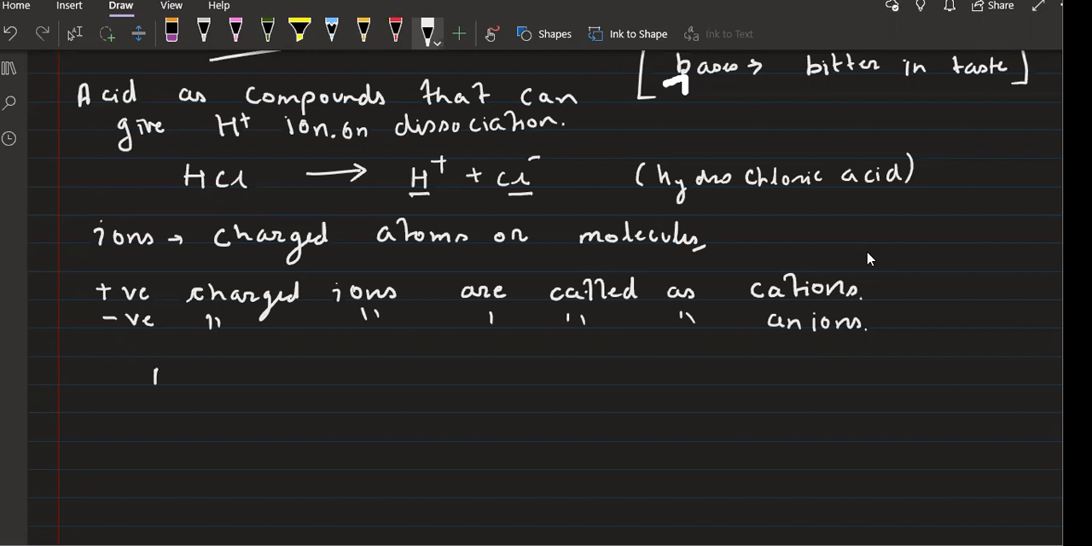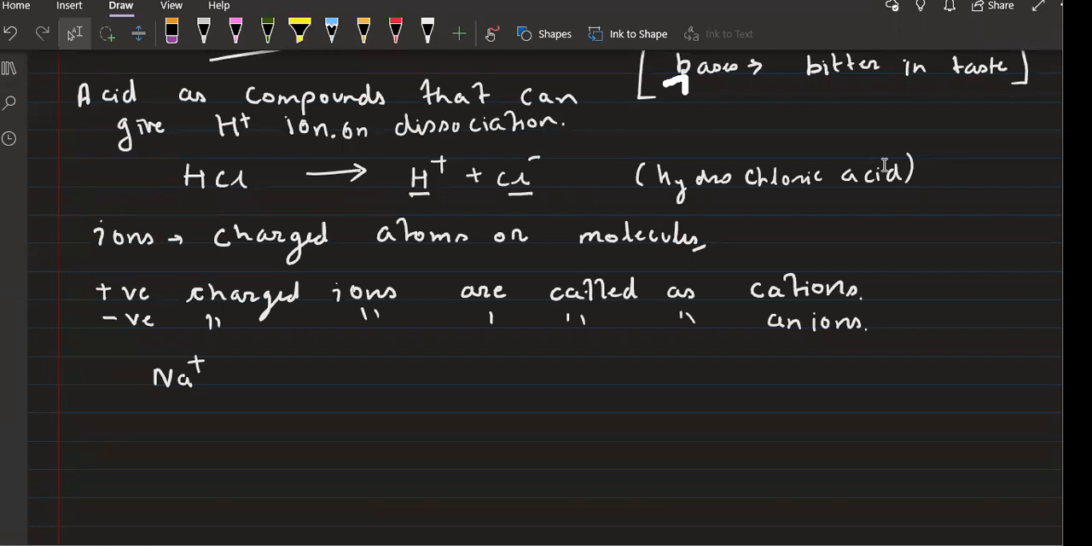So tell me, Na plus is cation or anion? Tell me everyone. Na plus is cation or anion? Yes, very good. Very good, Madhur. Brinda, you're getting it? Explain once again. Right?